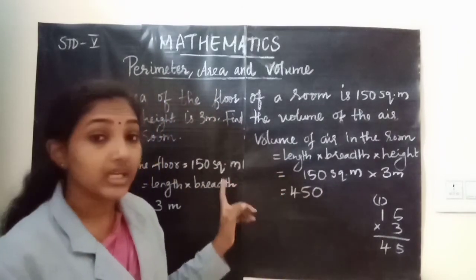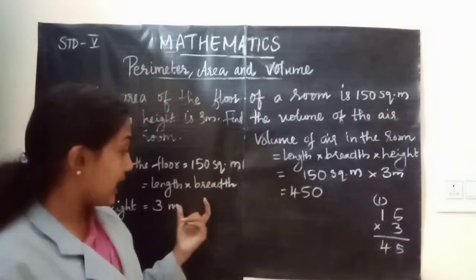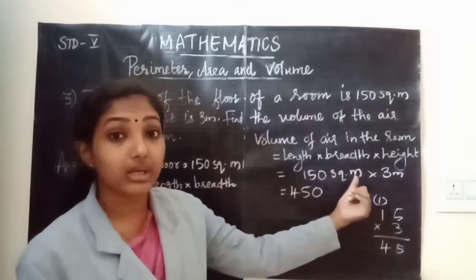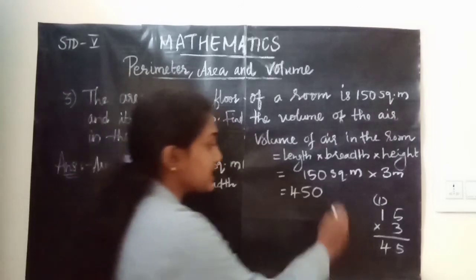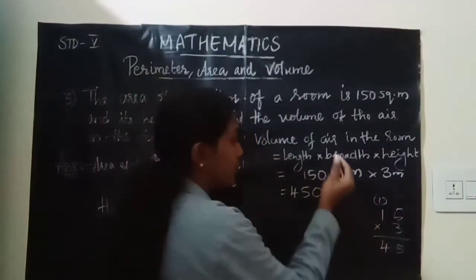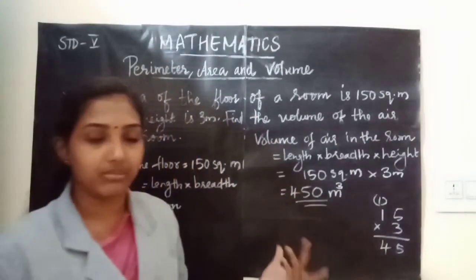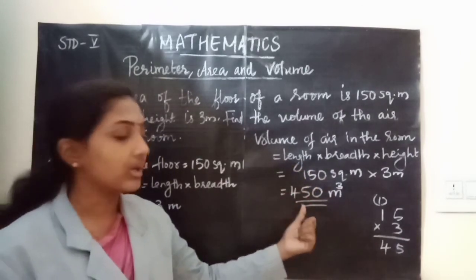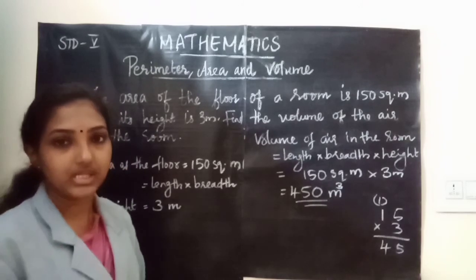And see, here the length, breadth, and height are given in meter. And also area is in square meter. So the volume is meter cube. We can write it as cubic meter. So here the volume of air in the room is 450 cubic meter.